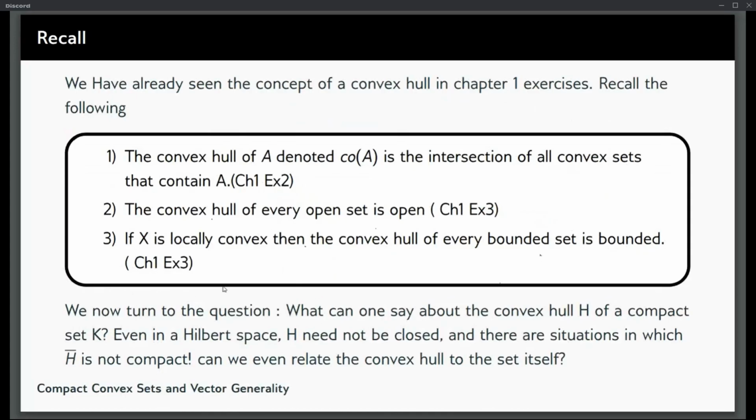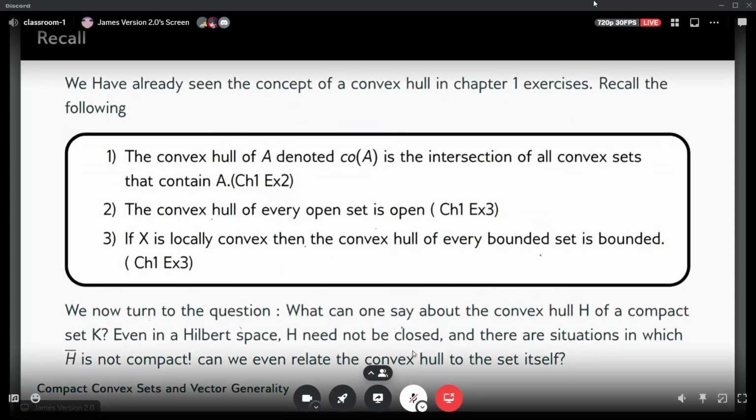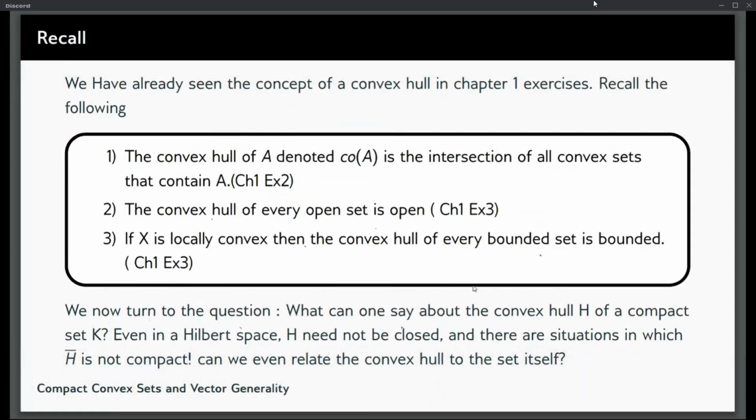So now, as I was mentioning, we want to know what can we say about the convex hull of compact sets, because even in Hilbert spaces, which are relatively well-behaved spaces, the hull need not be closed, and there are cases in which the closure is not even compact. And can we even relate the convex hull to the set itself? This is the purpose of the Krein-Milman theorem. It relates extreme points, or rather the convex hull of the extreme points, to the set itself.